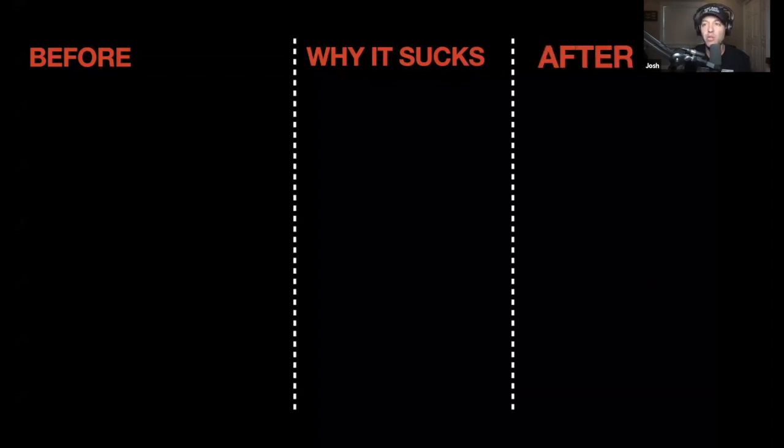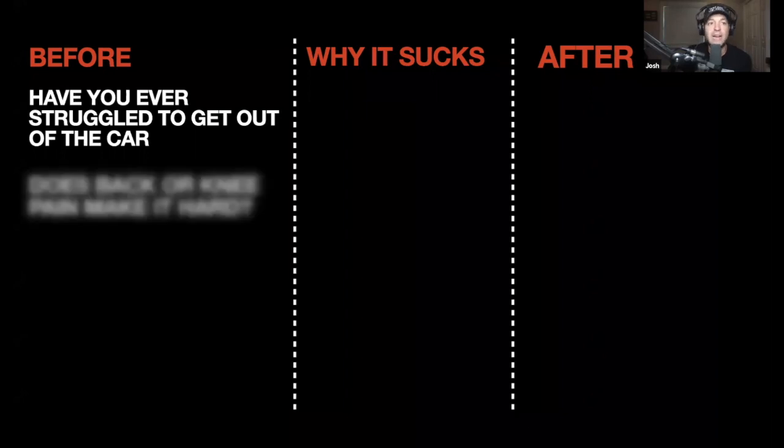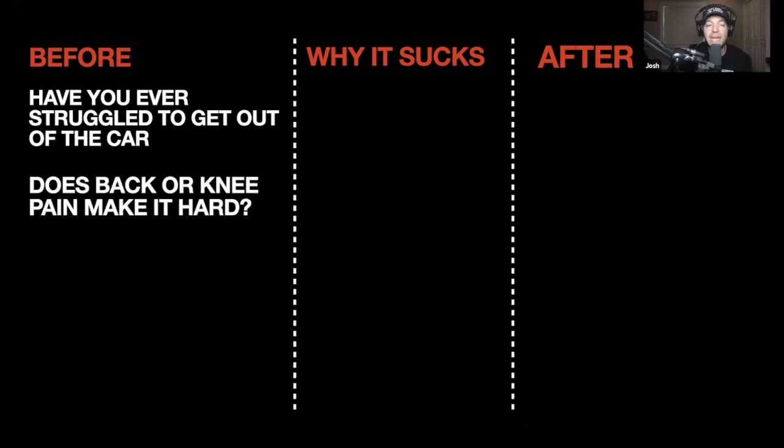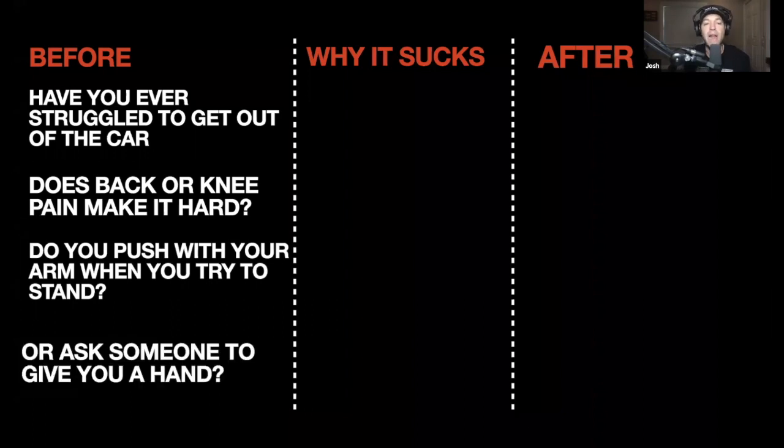So let's actually go through this with the Car Cane, right? So as Ryan mentioned, and as you guys probably mentioned in the chat, here's what some of the things that were problematic, that this person was just living with because it was the only way he knew to get the job done. He's struggling to get out of the car. Back or knee pain is making it hard. He has to push out with his arm when he takes a stand or ask someone to give him a hand. Now, here's the question in the chat.